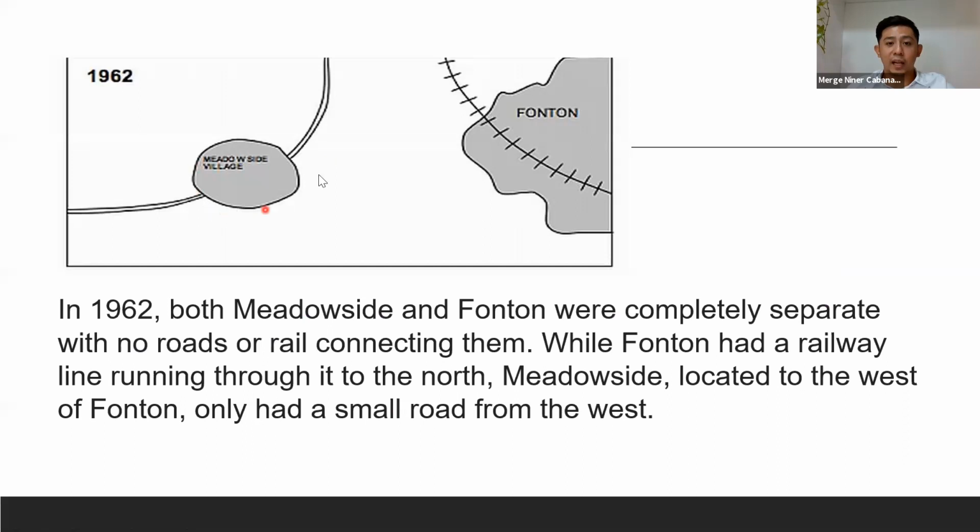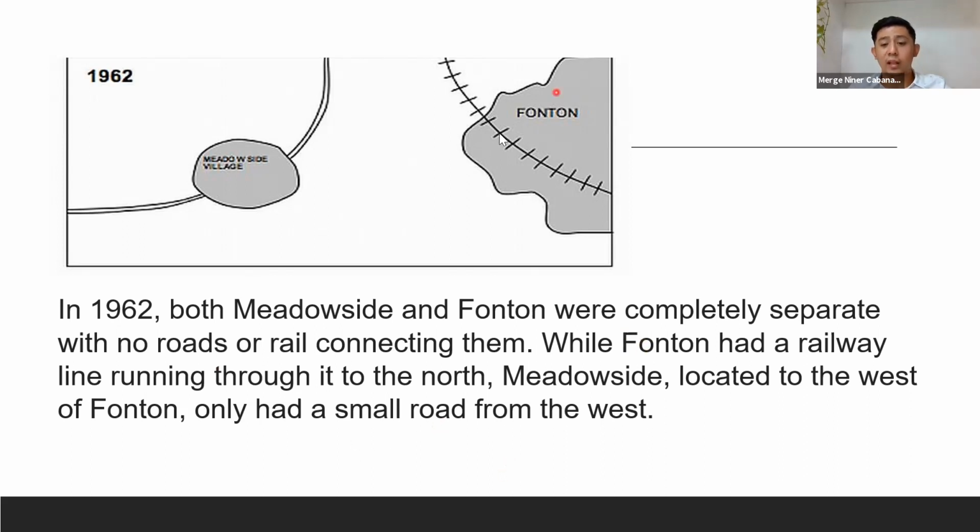So you see here in 1962, we have the Meadowside Village here, and we have the Fontaine right here. So in the beginning, look at what I did. In 1962, both Meadowside and Fontaine were completely separate with no roads or rail connecting them. Do we see a road connecting them? No. Do we see a railway connecting them? No. While Fontaine had a railway running through it to the north, galing siya sa north, papunta dito, Meadowside, located to the west of Fontaine, only had a small road from the west.